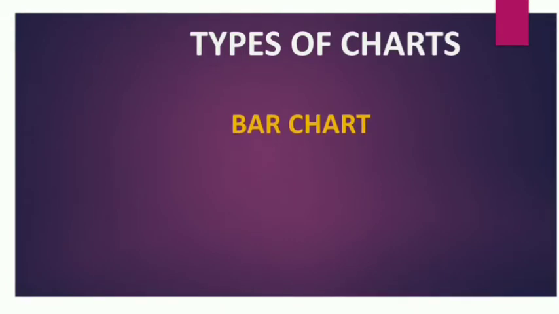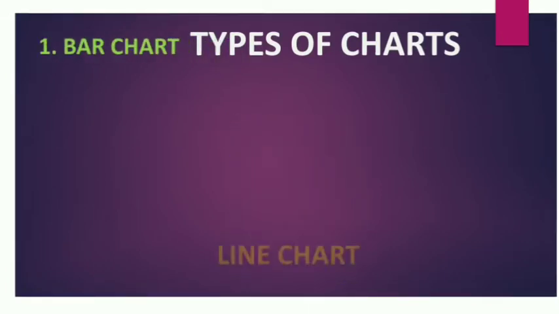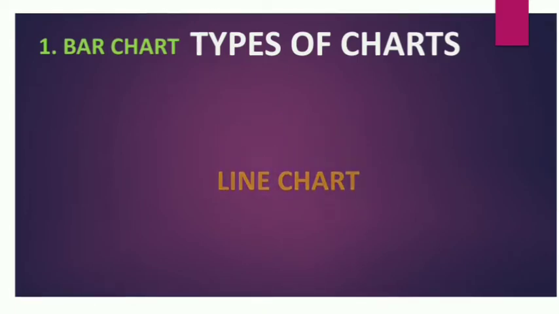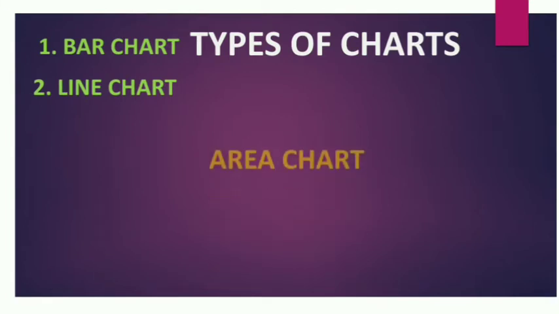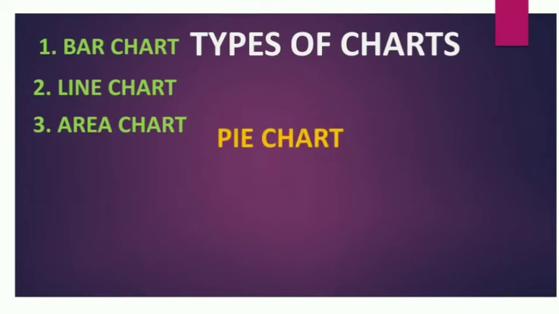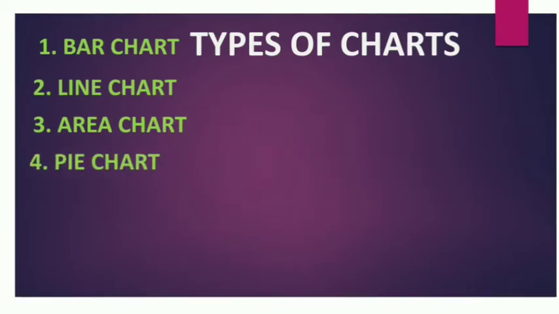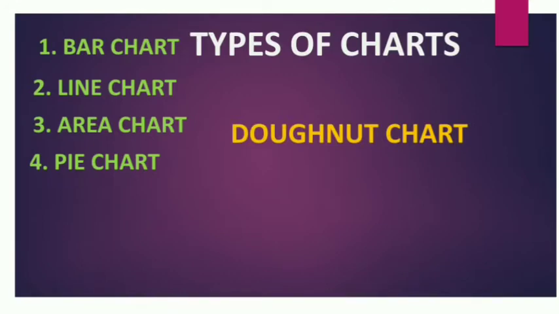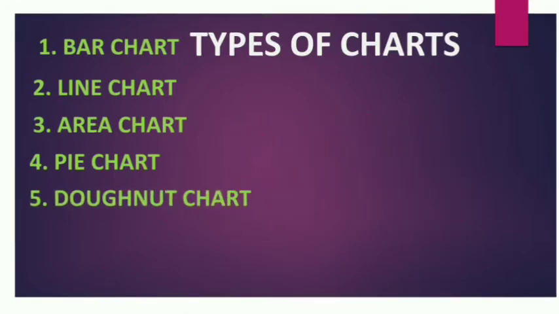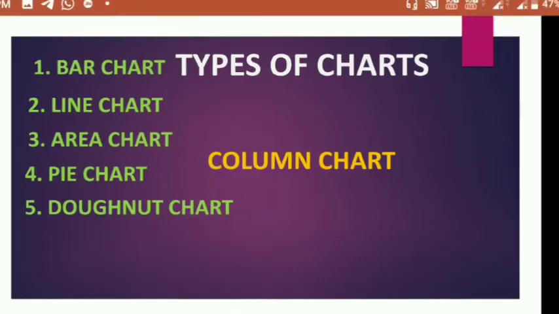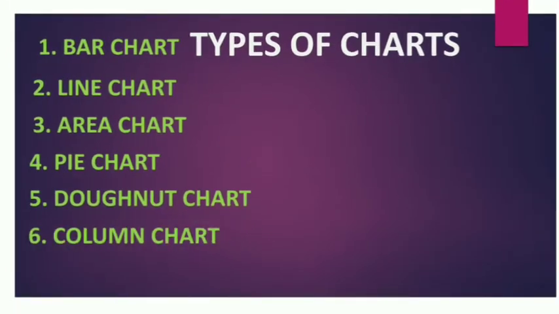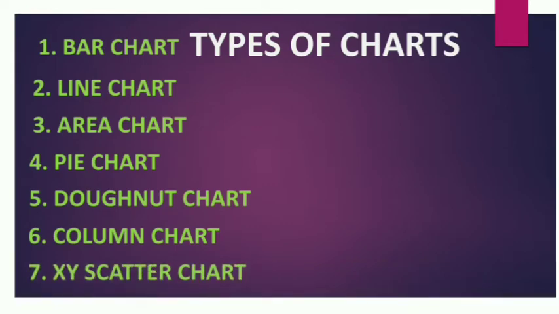Bar chart, line chart, area chart, pie chart, doughnut chart, column chart, XY scatter chart. So these are the 7 different types of charts that I'll be explaining one after another.